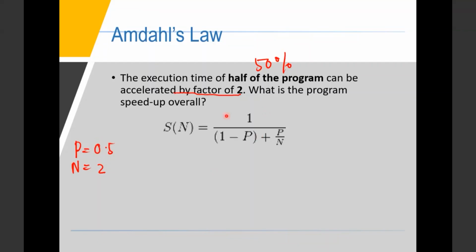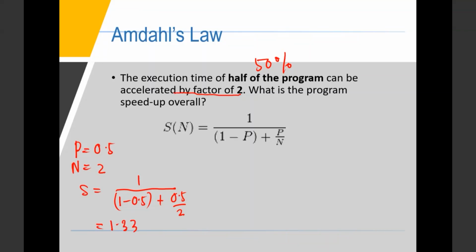So we put it inside this formula. You will get S equals 1 over 1 minus 0.5 plus 0.5 divided by 2, because your P is 0.5 and your N is 2. Now you put in all the values here, then you will get the speed up of 1.33.